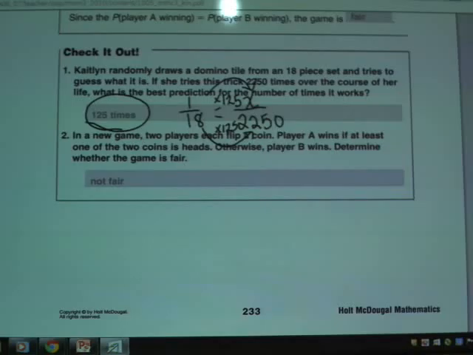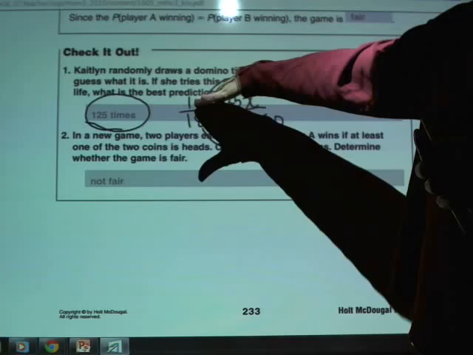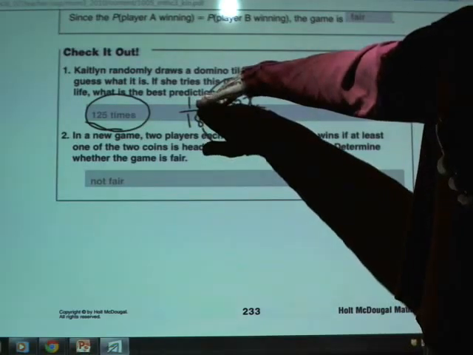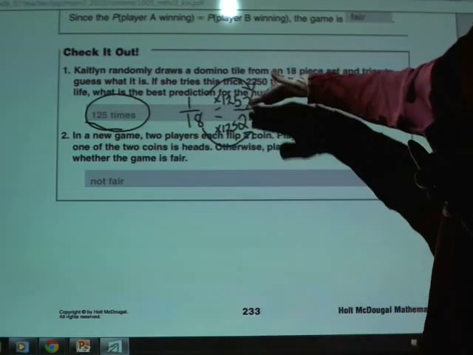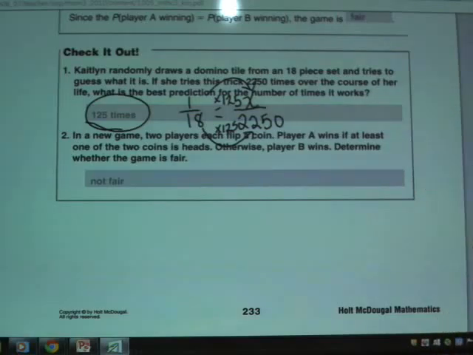We know when we talked about proportions, we can't mix and match. We have to be unit consistent. If what's in the bottom represents the total number of possibilities, it's always got to be the total number of possibilities. If what the top represents is the number of winning scenarios or the number of times it works, that's always got to be in the top. That's why my proportion is written the way it is.